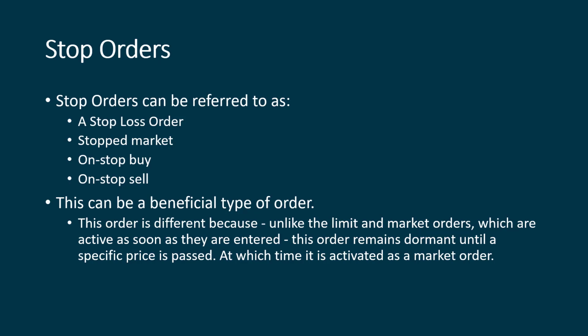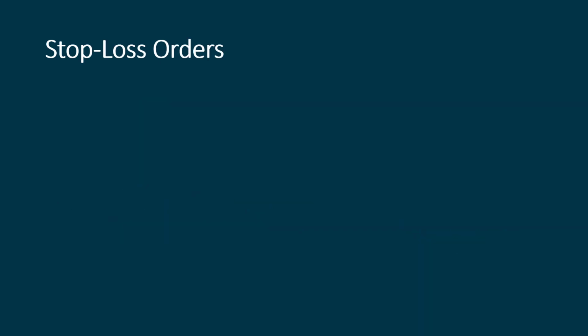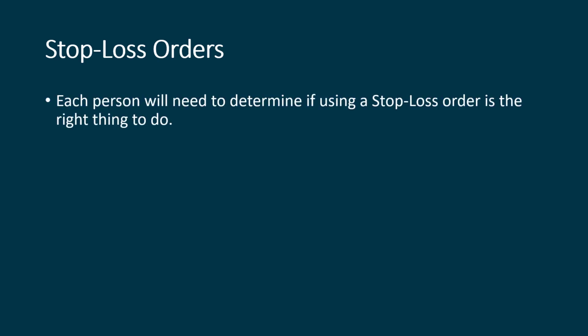So if prices do fall, it executes whether you're watching or not watching it. Another thing that we use very heavily are called stop loss orders. Each person will need to determine if using a stop loss order is the right thing to do. Now, why would I say that? Shouldn't that always be the right thing to do?